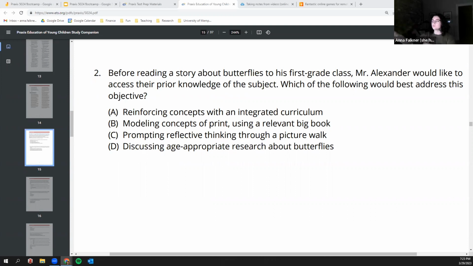Before we answer this, what are you paying attention to in the question here? If you had to boil it down, what is this question really asking you about? Yeah, it's asking you about prior knowledge. Once you narrow it in that you know this is about activating prior knowledge, are there any of these that we can eliminate?